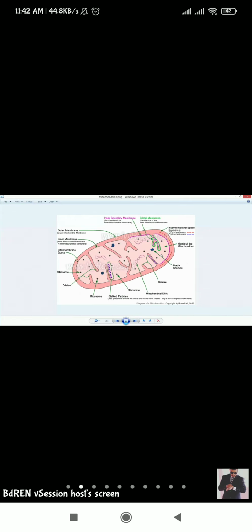And not only this matrix, this Christie has a particular structure. This is called what? Oxysomes. Good. Okay. And these are stalked particles. So these are present here.